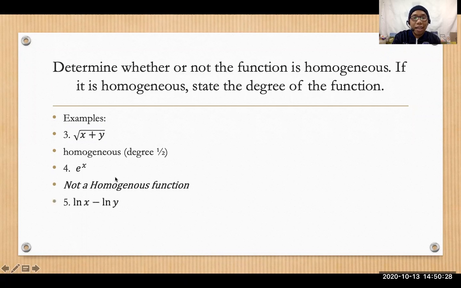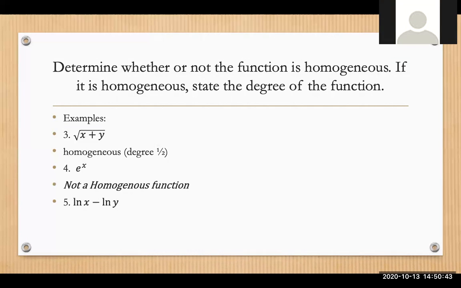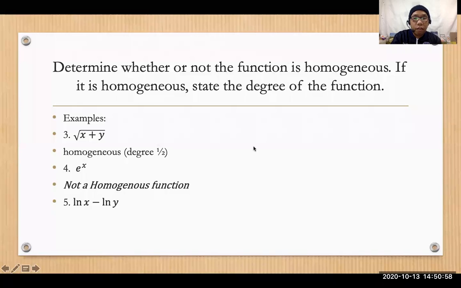Okay, how about example number 5? ln of x minus ln of y. Is this homogeneous or not? Okay, homogeneous. So let's try to apply lambda here because you said it's homogeneous. If we apply lambda, we should be able to factor it out inside the given function.